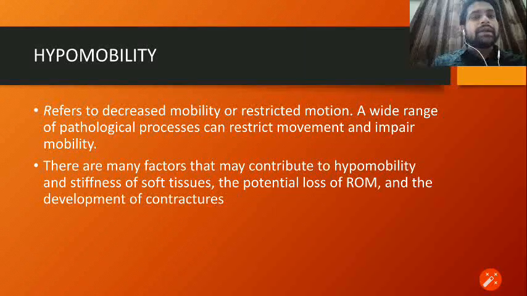Next is hypomobility. Hypo is a prefix and mobility means motion, so hypomobility literally means reduced motion or decreased movement. It refers to decreased mobility or motion. A wide range of pathological processes can restrict movement and impair mobility. There are many factors that may contribute to hypomobility and stiffness of soft tissues, the potential loss of range of motion, and the development of contractures.